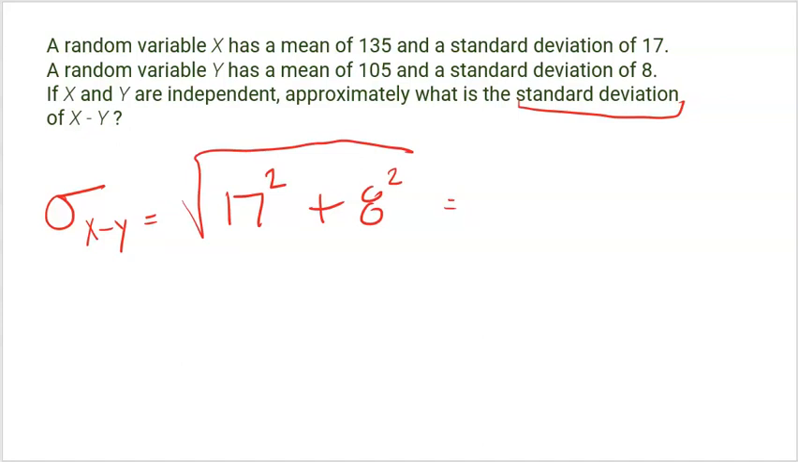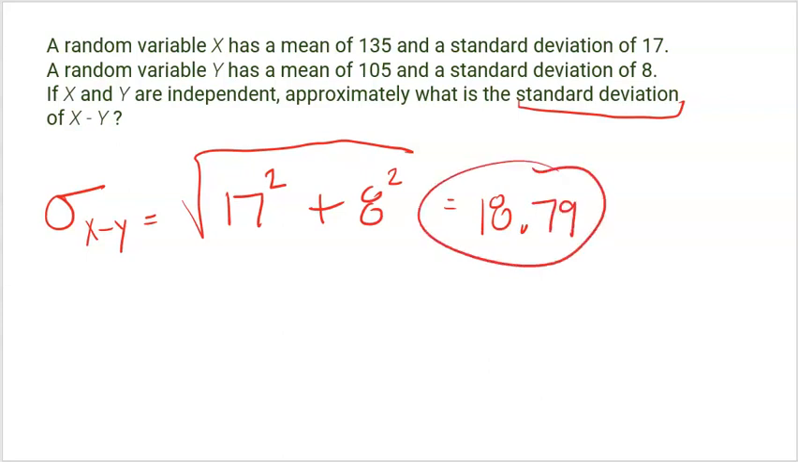Yes, I know I'm looking at the difference, but remember, when you're looking at the difference, you're still bringing these two variables together. Variance always builds. And please don't ever waste your time actually calculating 17 squared. Just write 17 squared. You know that represents variance. All right, so I get a total standard deviation of 18.79. Awesome, easy.